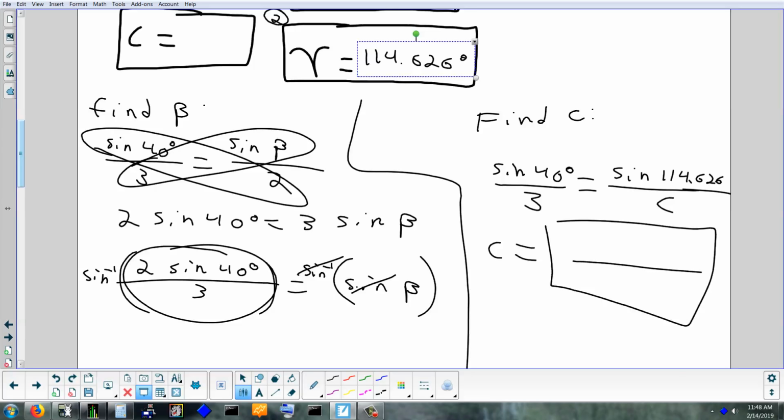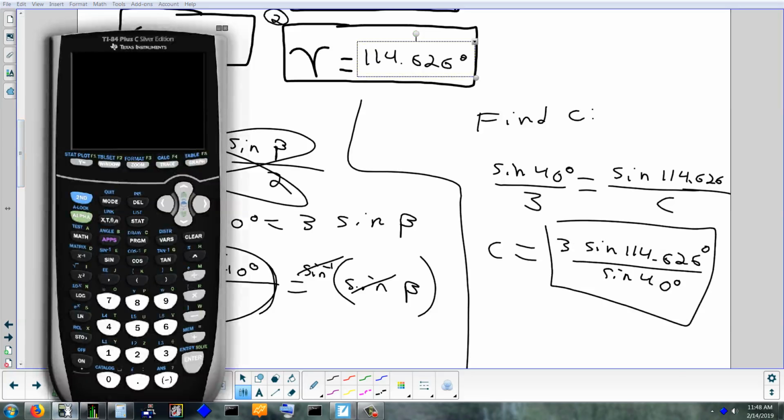Okay, so when I cross multiply, what will C be? You don't have to tell me it's a decimal, just what times what divided by what. Chris? 3 times sine 114.626 over sine 40. Yep. And now we just type that in.